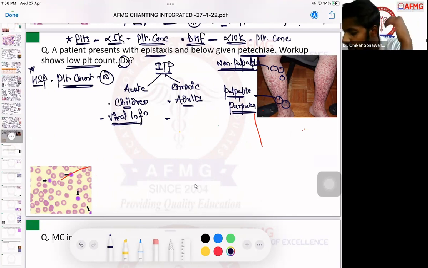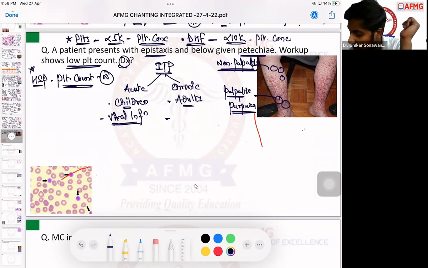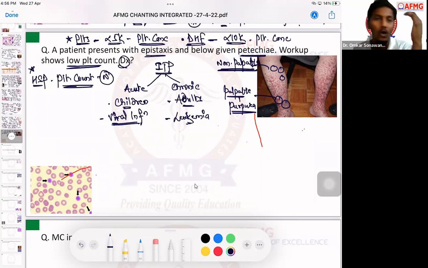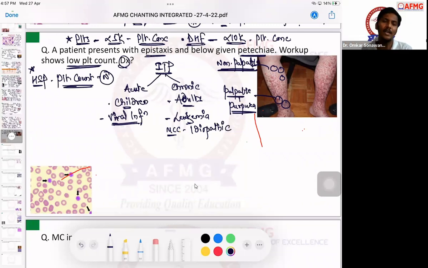It is more likely to be secondary to any other disorder. It can be a chronic inflammatory disorder in a patient, or something like leukemia. Or sometimes it would also be idiopathic. If they ask you the most common cause of chronic ITP, the answer is idiopathic, unknown cause. But the other secondary causes can be leukemia or any other inflammatory condition.